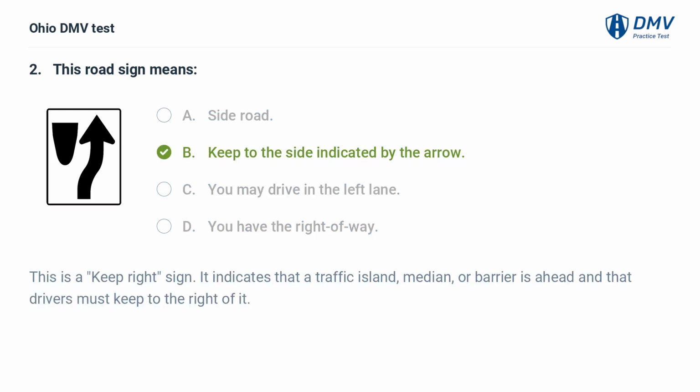B. Keep to the side indicated by the arrow. This is a keep right sign. It indicates that a traffic island, median, or barrier is ahead and that drivers must keep to the right of it.